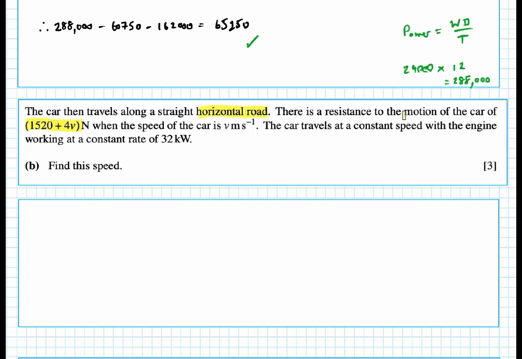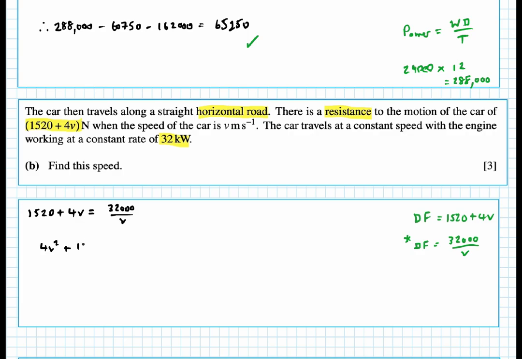So the car then goes along a horizontal road. There's a resistance of 1,520 plus 4V newtons. Our power is 32,000 watts. And we don't know the velocity, so we have to find our speed and velocity there. So keep in mind that the driving force is our resistance to the motion of the car. And of course, driving force is power over speed, based on your formula. So driving force equals 32,000 over V. So 1,520 plus 4V is equal to 32,000 divided by V. You can plug that all together.